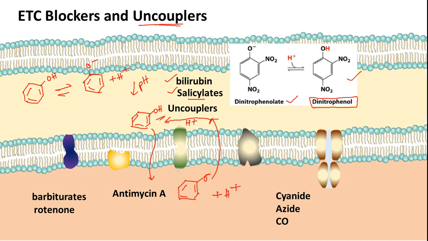But here the proton gradient actually affects the ATP synthesis. So ATP synthesis will go down. ADP dominates; ADP levels will increase because ATP synthesis is blocked. So they are going to enhance the carbohydrate or lipid metabolism, fatty acid metabolism.